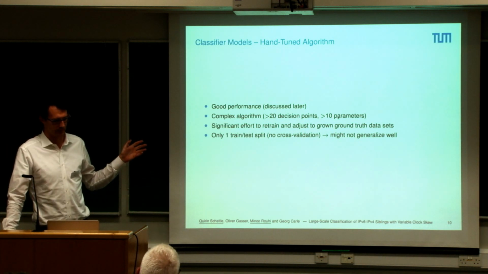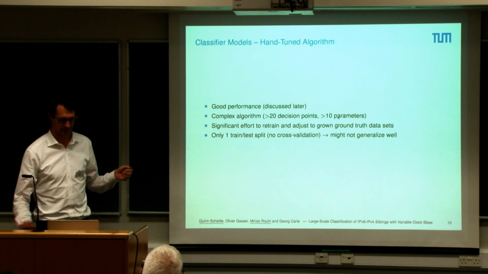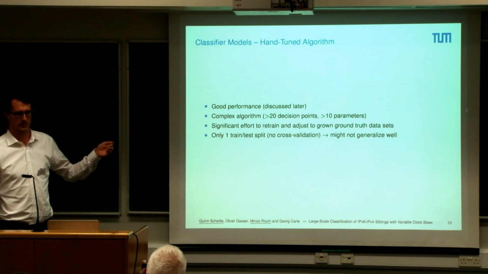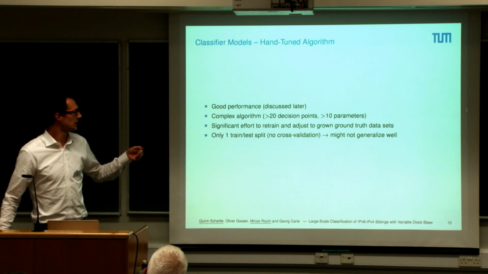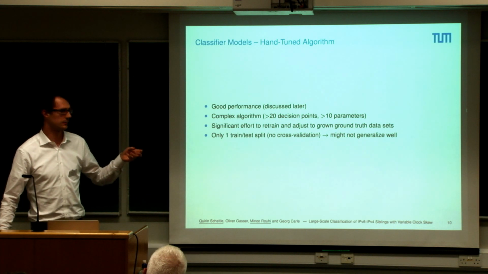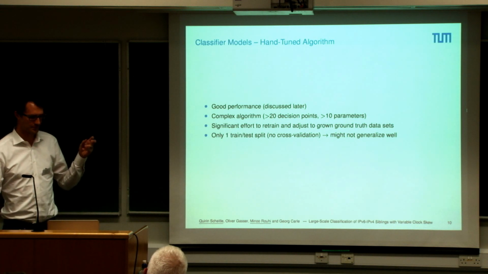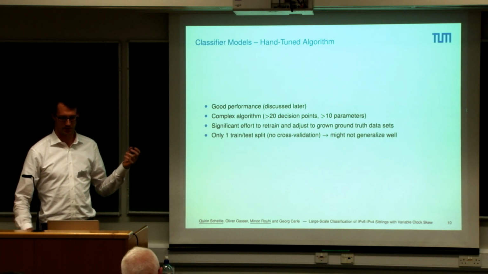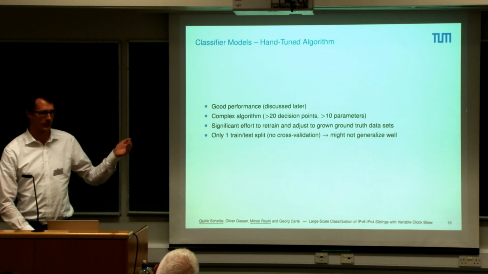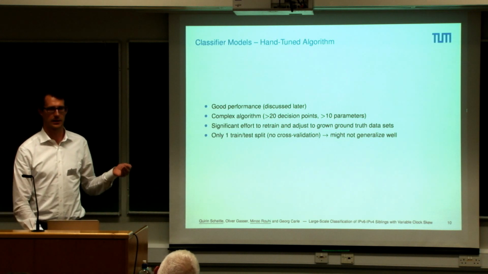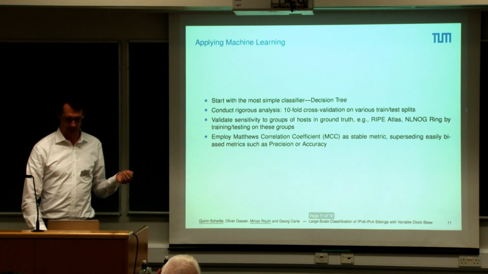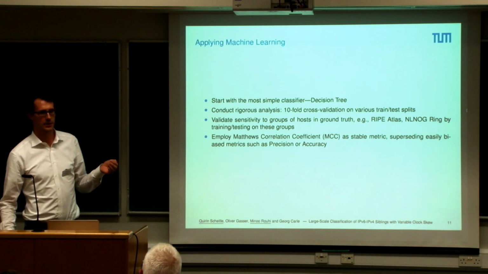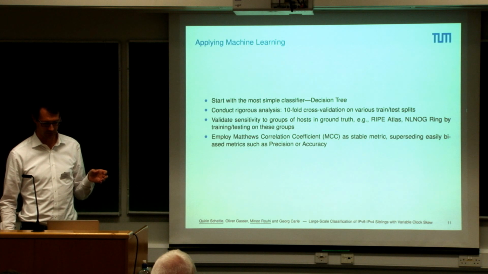But it performed really well, but we realized it has 20 decision points and 10 parameters, so you cannot do a cross-validation on it, you cannot retrain it all the time. It is difficult to adapt to a new ground truth, so we said, let's look into whether we can apply machine learning to train a good classifier and replace this well-functioning but complex and hard to train algorithm with something automatic. And we started with the most basic thing, a decision tree, and we do all the tenfold cross-validation, different train test splits, all the subgroups.